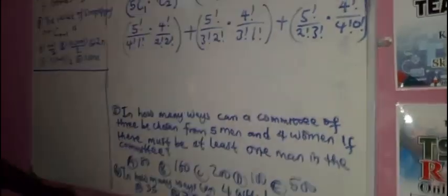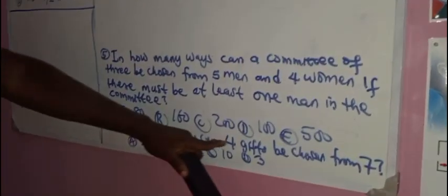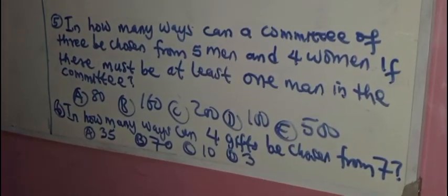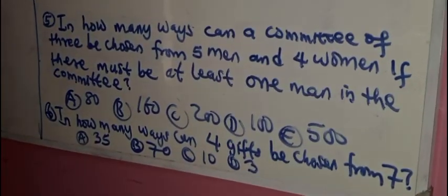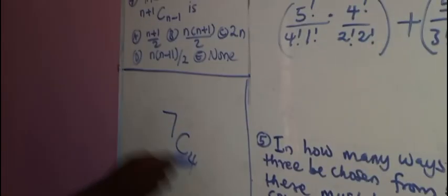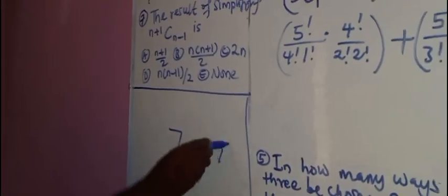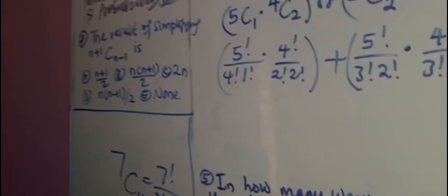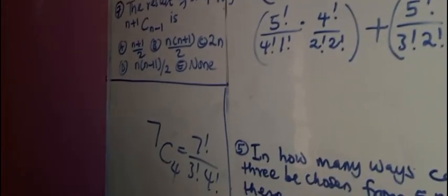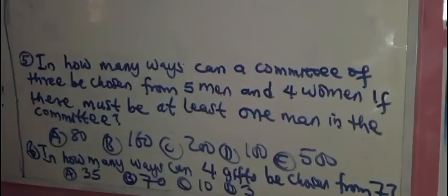Question number 6. In how many ways can 4 gifts be chosen from 7? Chosen means to select. You want to select 4 gifts from 7. That's straightforward. That is simply 7 combination 4. You are picking 4 out of 7. So 7 combination 4 will be 7 factorial over 7 minus 4, that is 3 factorial times 4 factorial. So you simplify this to see whether you get your answer there.